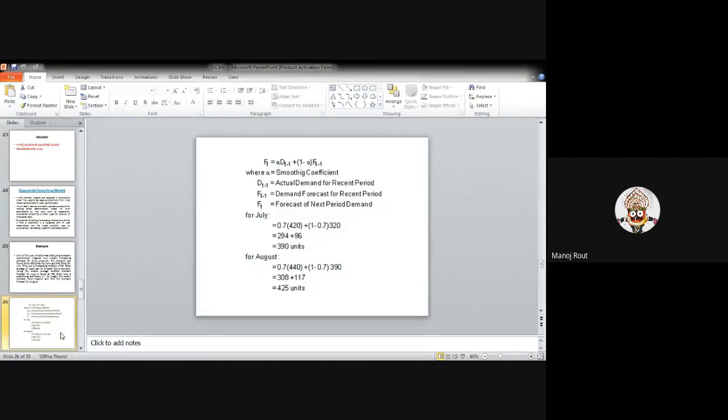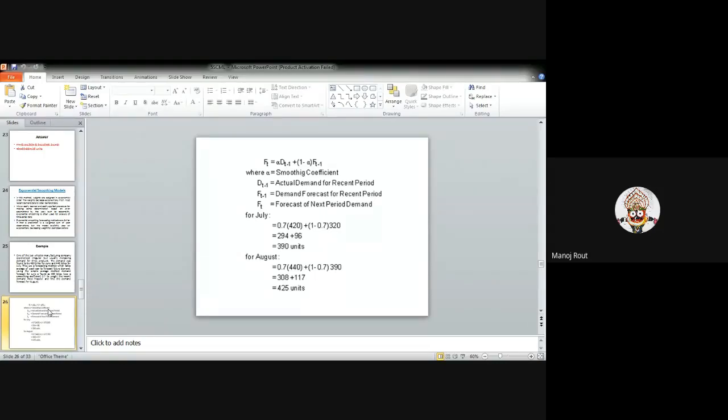That is FT equals alpha into DT minus 1 plus 1 minus alpha into FT minus 1. Here alpha is your smoothing constant that is given in your question, that is 0.7. Clear? FT minus 1 is the demand forecast for the recent period, and FT stands for the forecast for next period demand.